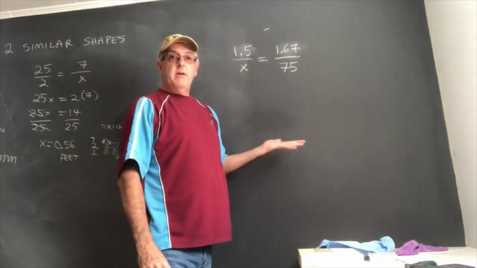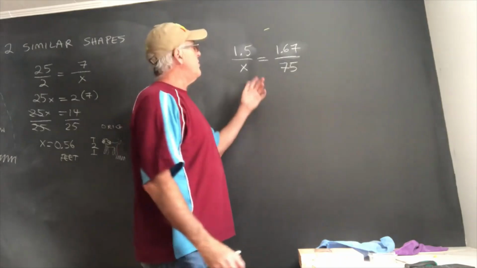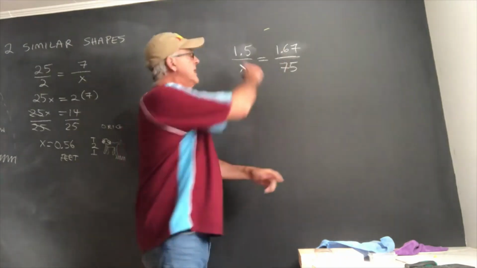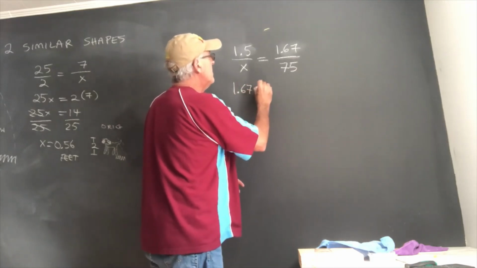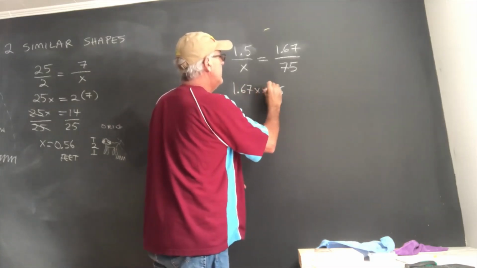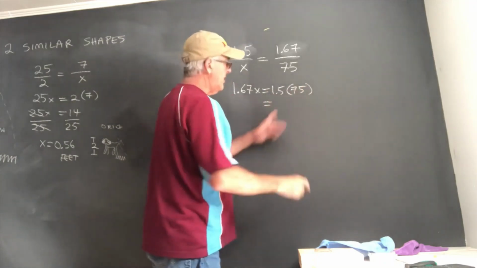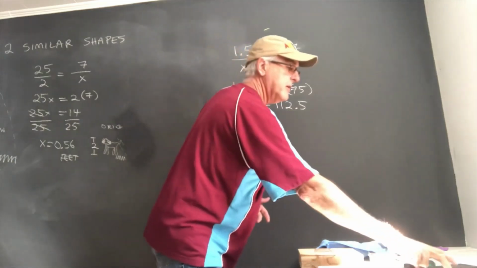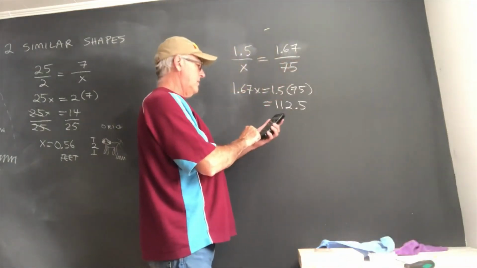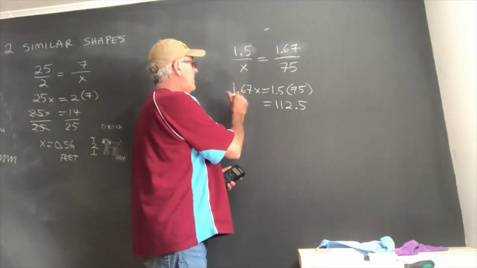So if I simplify this, if I cross multiply, I'm going to find out how tall that tree is in feet, because now everything's in feet. So 1.67x equals 1.5 times 75, which is, I think, 112.5 here. But I'll double check that as well. I don't want to make a mistake in a video. 1.5 times 75. Yeah, 112.5.